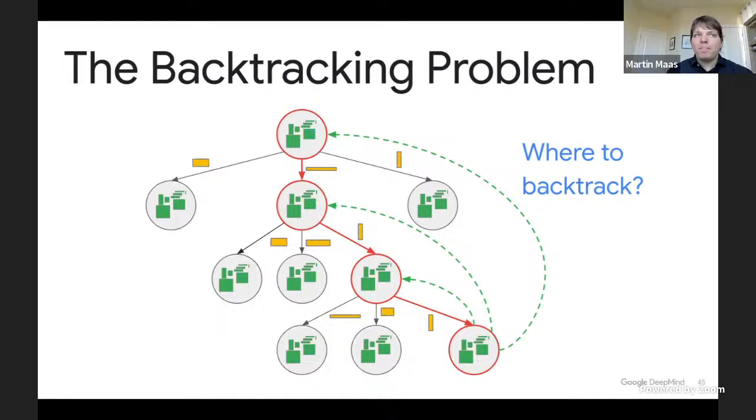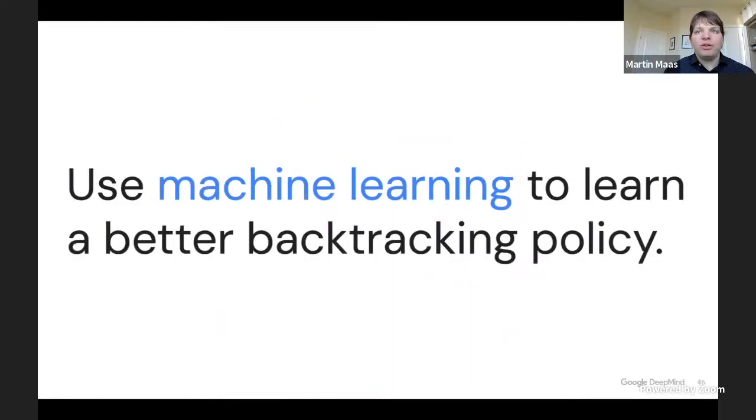And so the idea here is, this is something we can use machine learning for. We could develop a backtracking heuristic, but it would be very complex because it would need to take lots of different parameters into account to make that decision. So instead of doing that, can we just learn that backtracking policy?